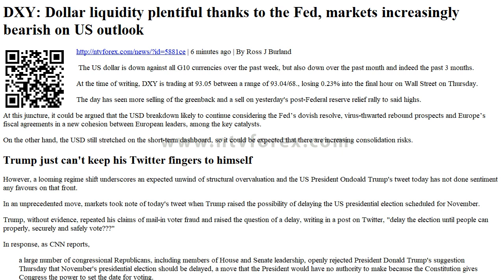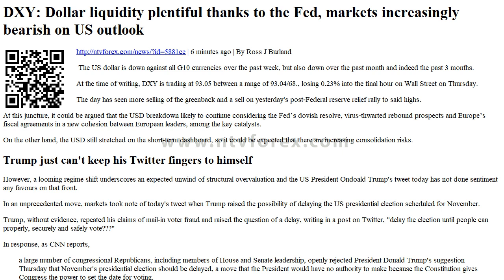At the time of writing, DXY is trading at 93.05 between a range of 93.0468, losing 0.23% into the final hour on Wall Street on Thursday. The day has seen more selling of the greenback and a sell on yesterday's post-Federal Reserve relief rally to said highs. At this juncture, it could be argued that the USD breakdown is likely to continue considering the Fed's dovish resolve, virus-thwarted rebound prospects and Europe's fiscal agreements in a new cohesion between European leaders, among the key catalysts.